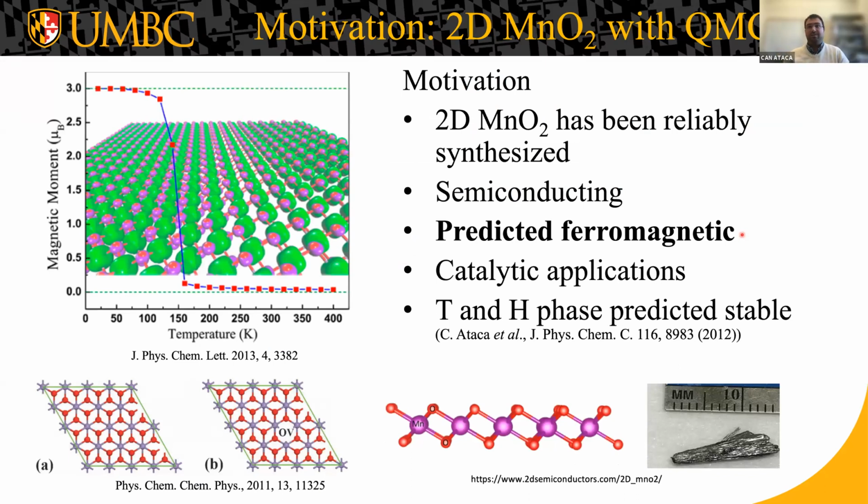Okay, then the other thing that we have worked on is manganese oxide. In this case, we have a correlated system. It was proposed that the T phase of this material can be made stable almost 10 years ago. Afterwards, we have seen computational works and even experimental works on this material as well. People started focusing on it because it's a semiconductor and it's a ferromagnetic structure in its T phase.